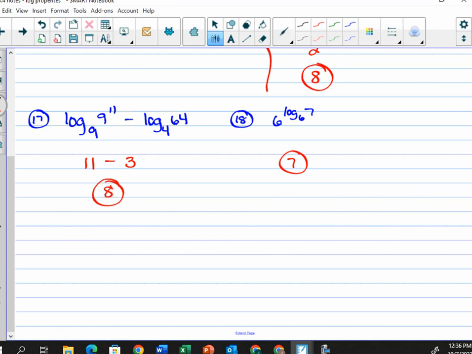Is it ever going to be so that the base of the log and the base of the exponent are different? Or is it only like 5 to the log base 6 of 7? You can't evaluate that then. They only work if the bases match. The bases have to match. If the bases don't match, you cannot evaluate.